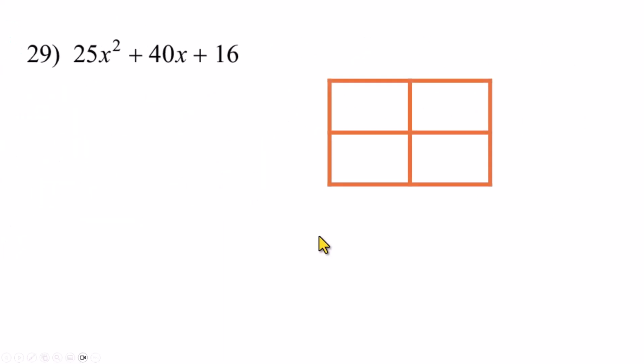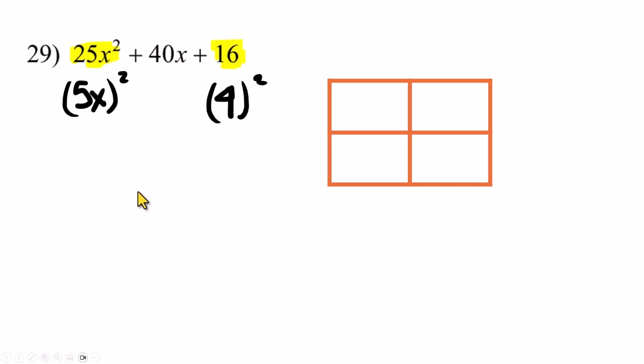You can go to boxes for this one if you want. I'm looking at this 25x squared and I'm looking at this 16 and I'm like, I don't even want to multiply those two together and use boxes. You can, but I also want to point something out. This looks kind of familiar to me. This looks like 5x squared and this looks like 4 squared.